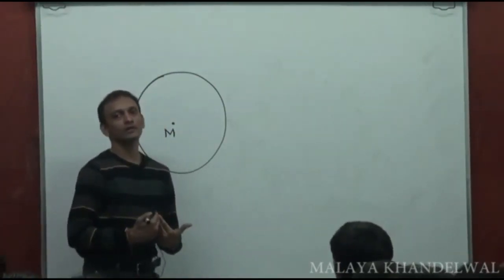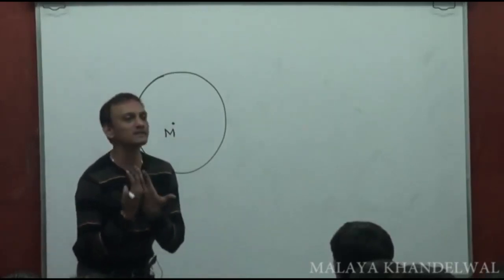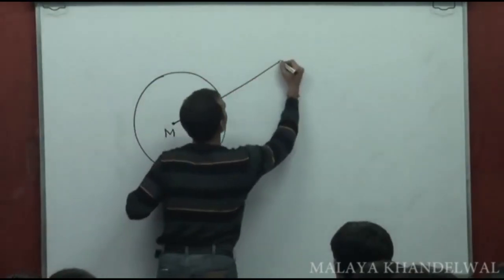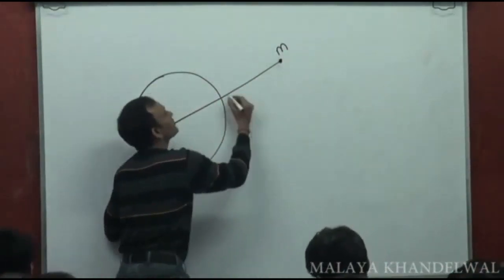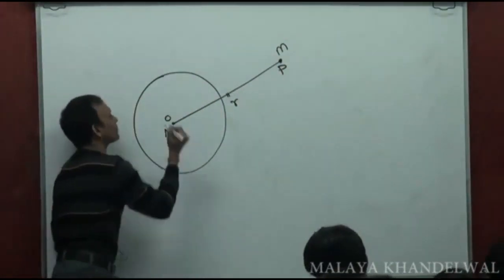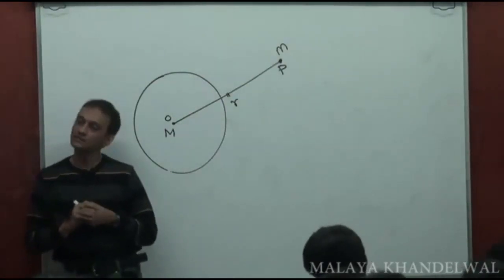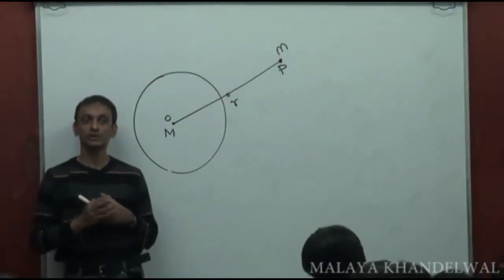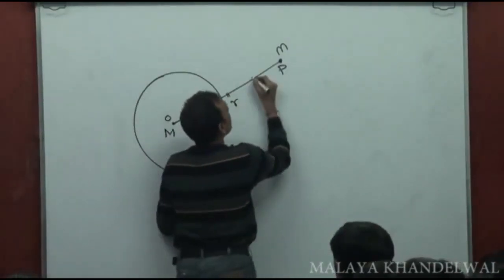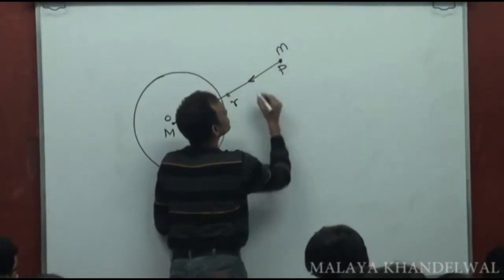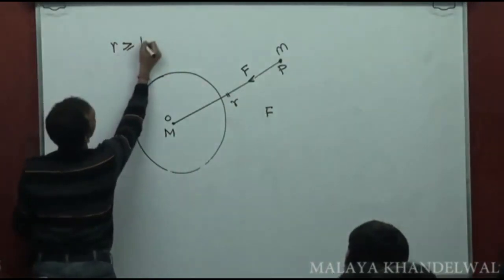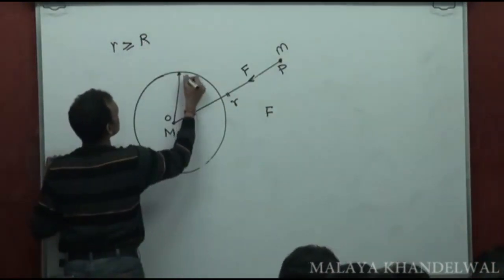First of all, what's acceleration due to gravity? Let's say there is a point mass m placed at P at a distance small r from the center of the sphere, which is the Earth, right? At this point, this experiences a force F. I'm talking of small r greater than or equal to capital R. Capital R is the radius of the Earth.